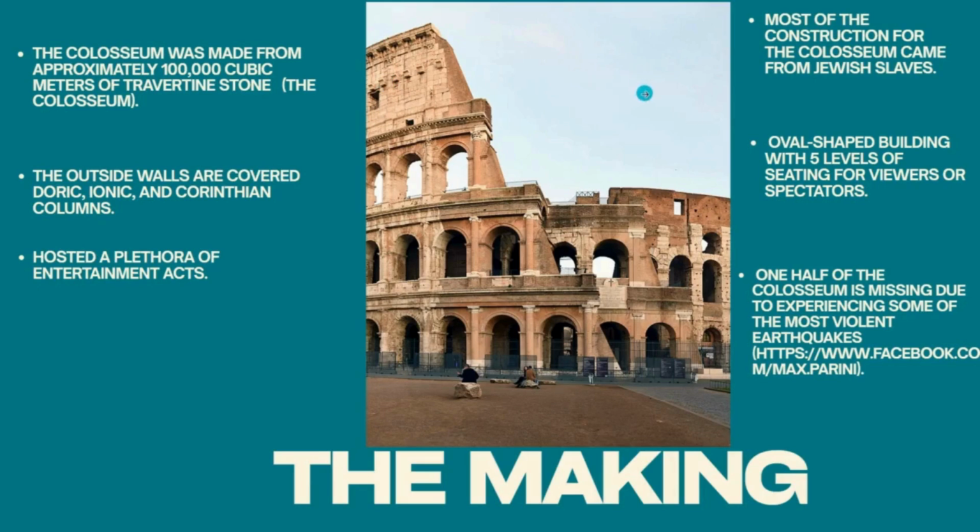The Colosseum hosted a plethora of entertainment acts ranging from gladiator fights to exotic animal fights and even staged naval battles. The construction of the Colosseum came from Jewish slaves from the sack of Jerusalem.